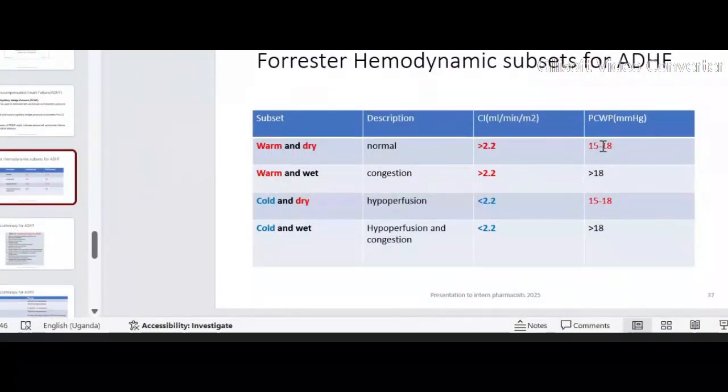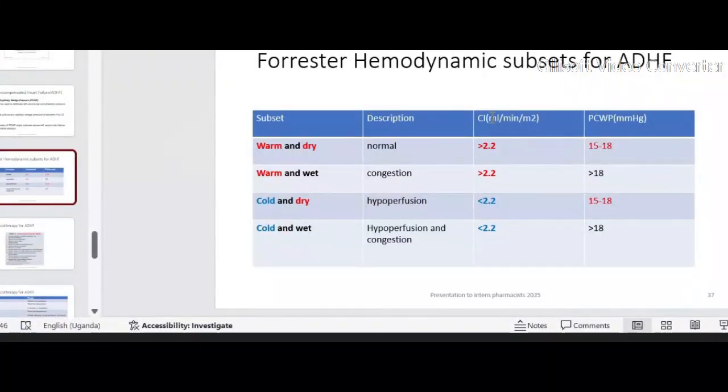Because PCWP is here, 15 to 18, it is not more than 18. This patient can be another one who is cold and wet. This patient is cold because they're hypoperfusing. Okay, and they are wet because of the high PCWP.